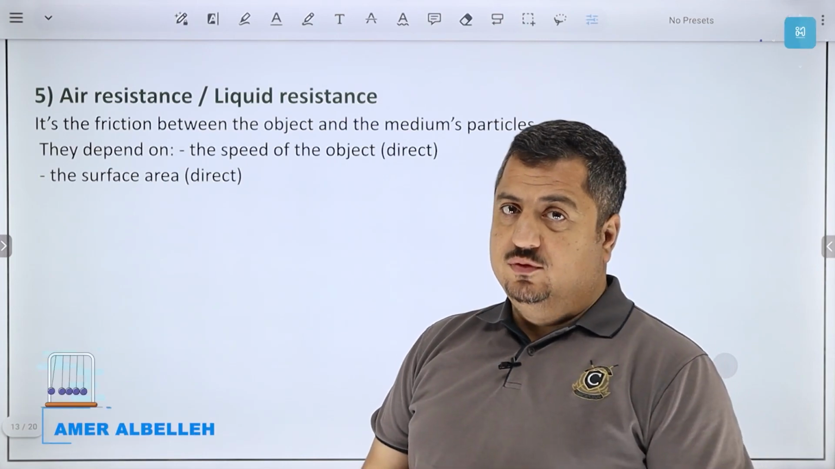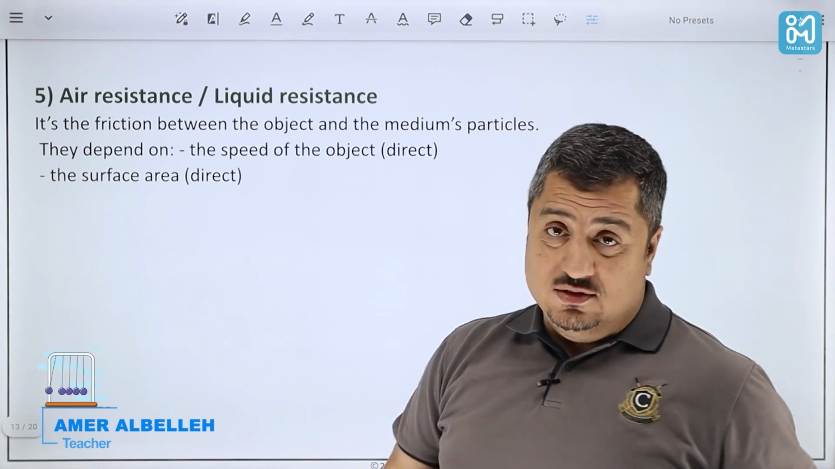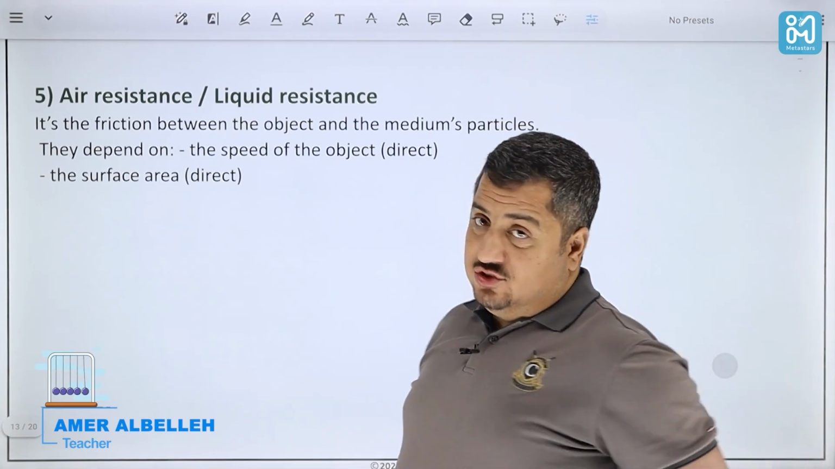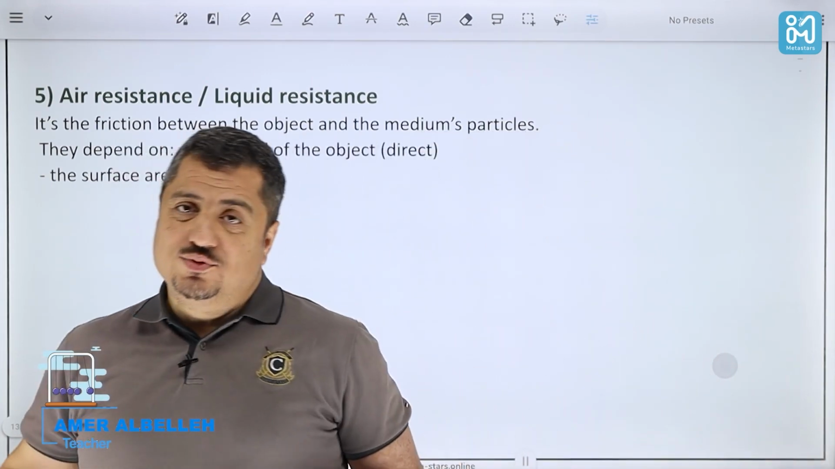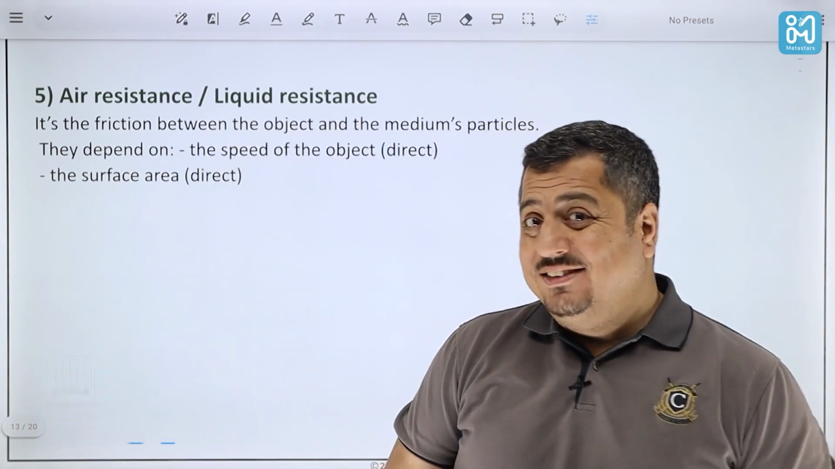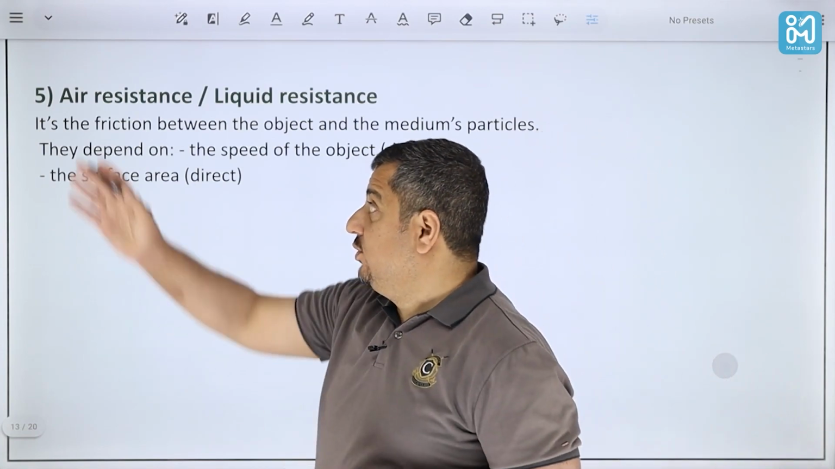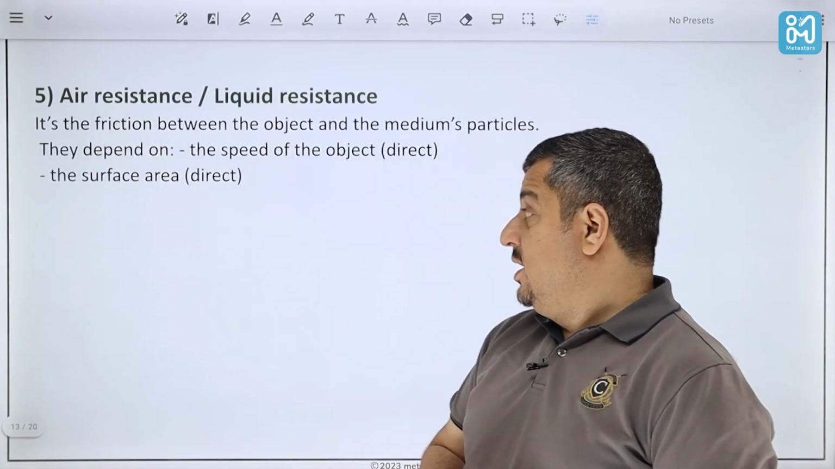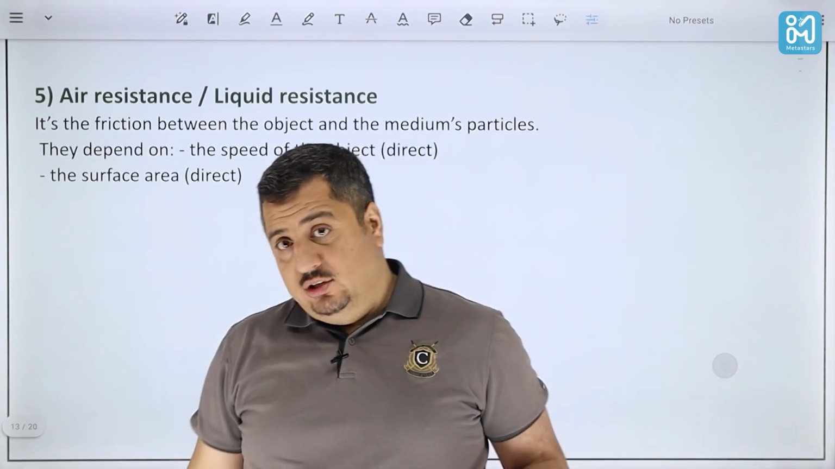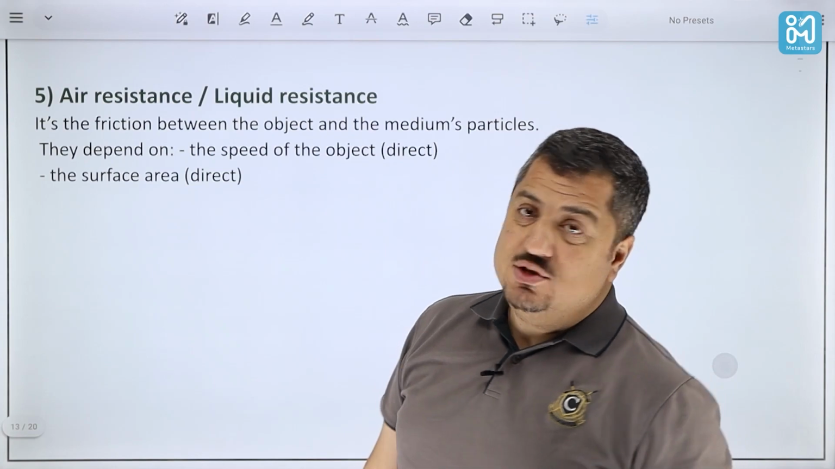Another important type of force is air resistance or liquid resistance. It is a friction between the object that is moving through the air or the liquid and the liquid particles or air particles. Because of this, we call it air resistance and liquid resistance. And because it is a friction, the direction is always opposing the movement of the object, which means what?